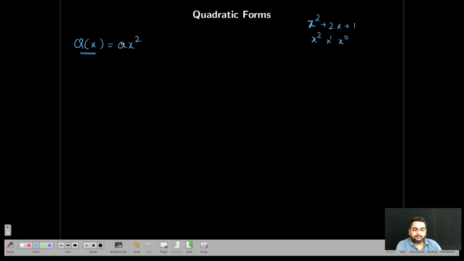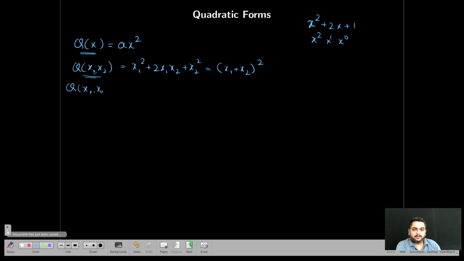Now, suppose I have a quadratic function of two variables. Let us say I will write it as x1 square plus 2x1 x2 plus x2 square. This is nothing but x1 plus x2 whole square. So this represents a quadratic equation. Similarly, it can be a quadratic equation of three variables, up to n variables.